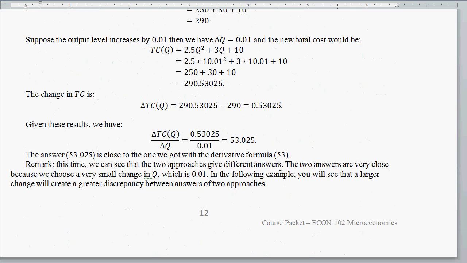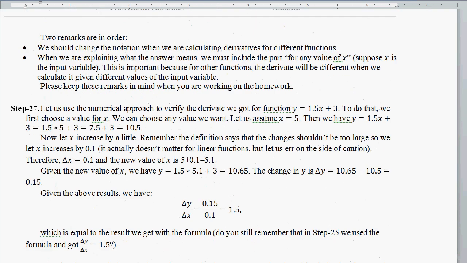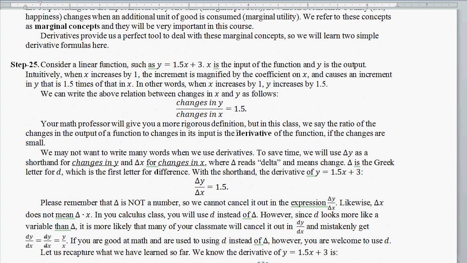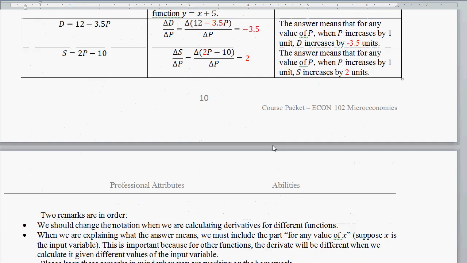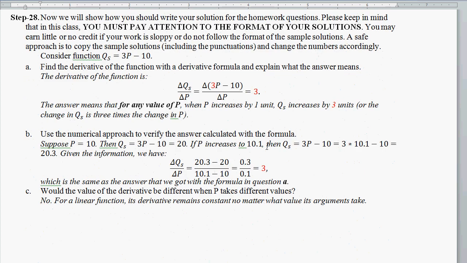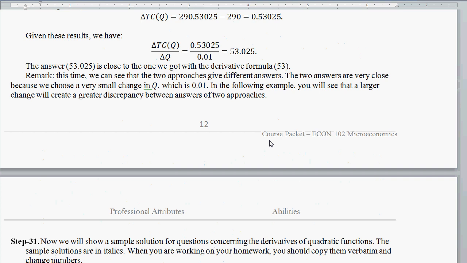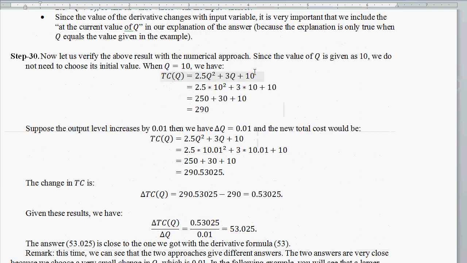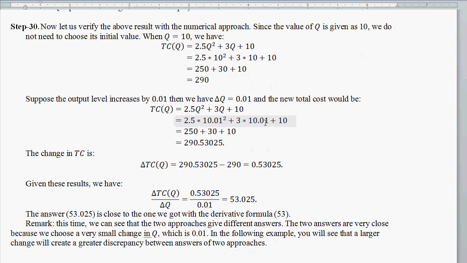That's fine, because remember, our definition for derivative says that the changes should be small. Actually, your math professor will say it's infinitely small, but here 0.01 is small, but not that small, right? Not infinitely small. So that's why these two answers are not exactly the same. Some people will ask me, well, last time when we were doing linear functions, these two answers were exactly the same. Yes, linear functions are special, but for any other functions, these two approaches, the formula approach and the numerical approach, will produce different answers.